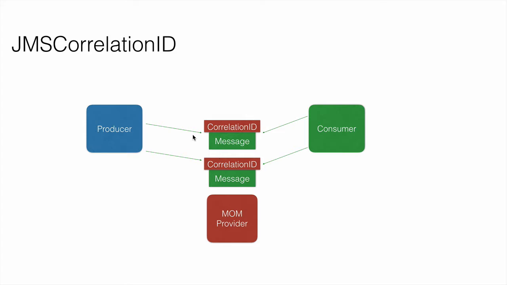We should take care and we should not use the string ID in the correlation ID. If the producer is generating the correlation ID, we shouldn't include the string ID. If the MOM provider is generating it, then it's okay. It already knows because the string ID is reserved for the MOM providers when they generate message IDs.